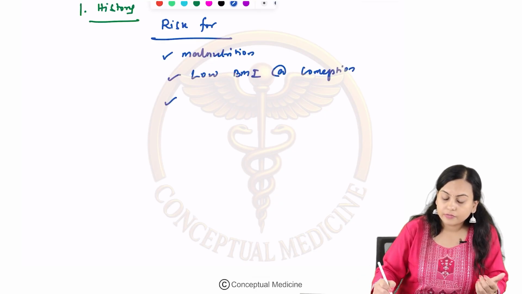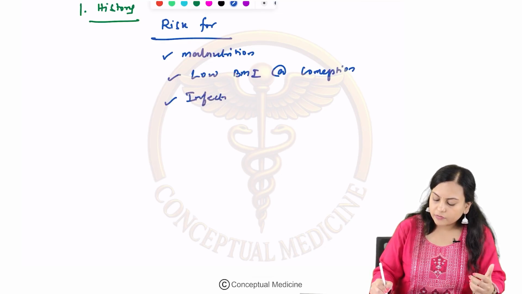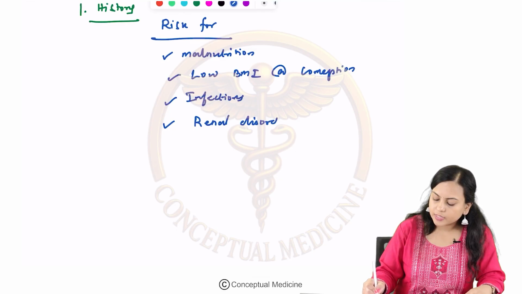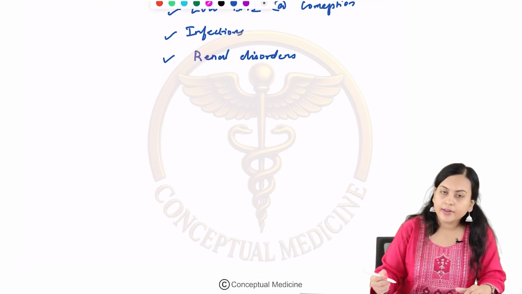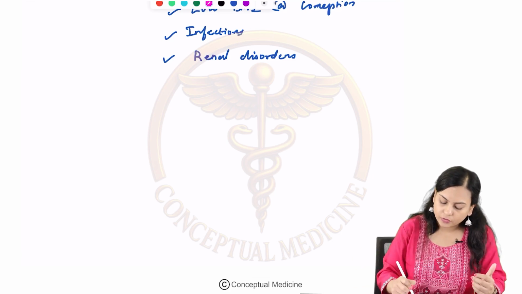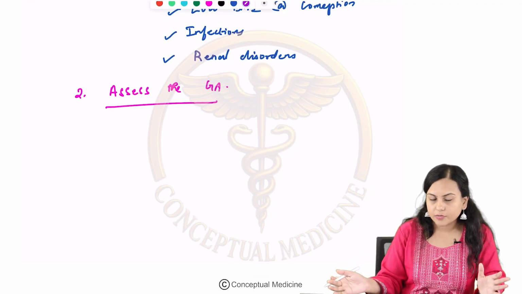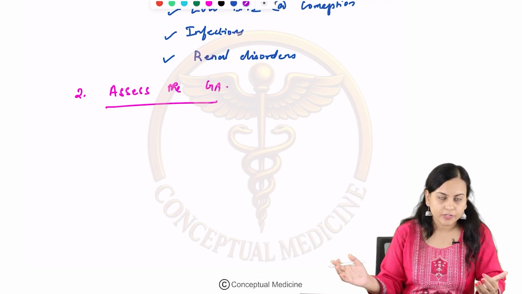Then, if there is an increased chance of infections or any infections are diagnosed, and then any renal disorders are present in the mother. Clear? And then you are going to assess the gestational age. Okay, so we have to assess the gestational age, and this gestational age assessment is more reliable by USG than obtaining it by the obstetric history.